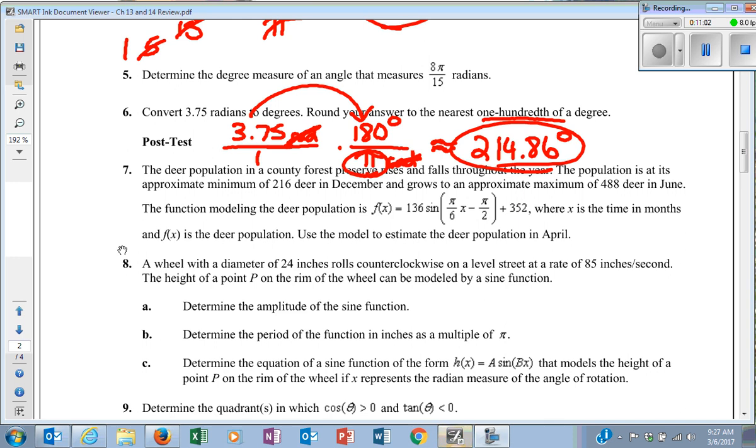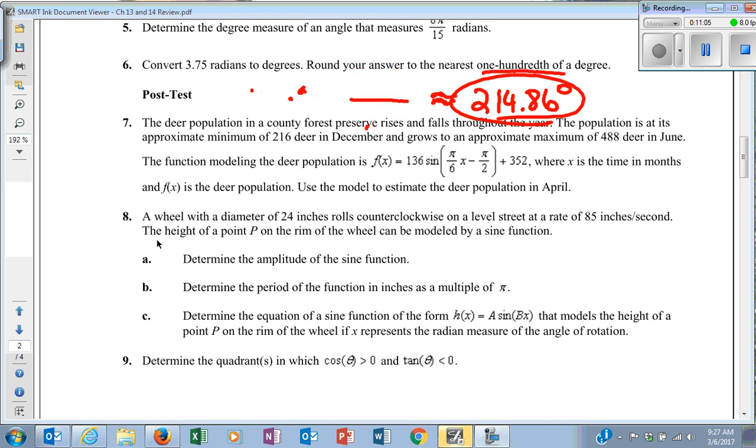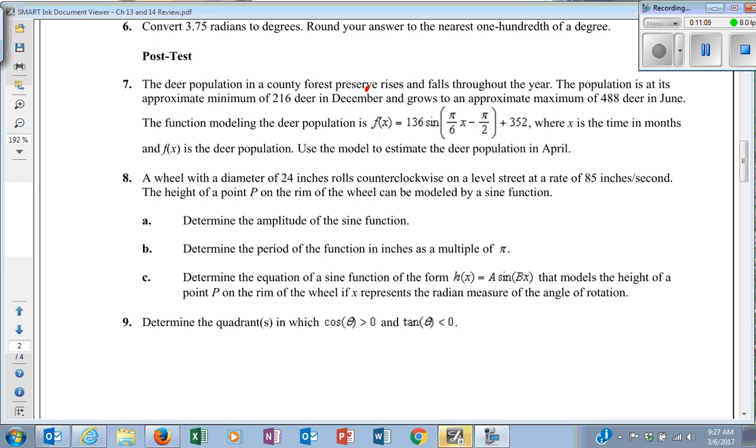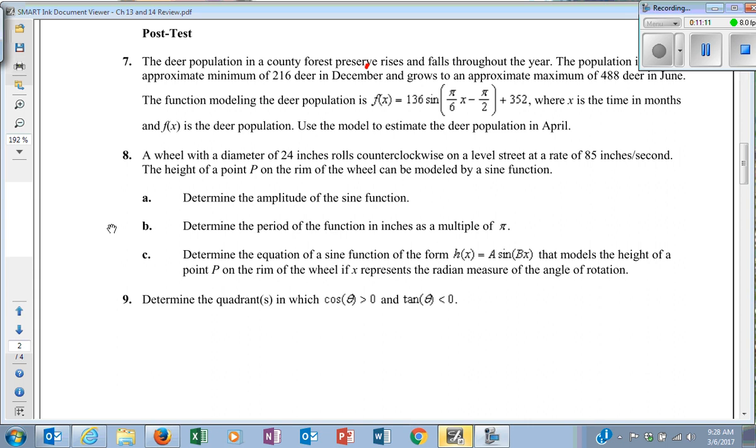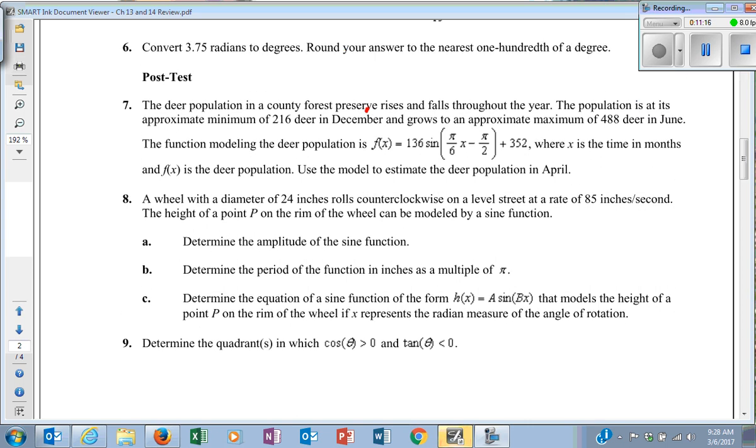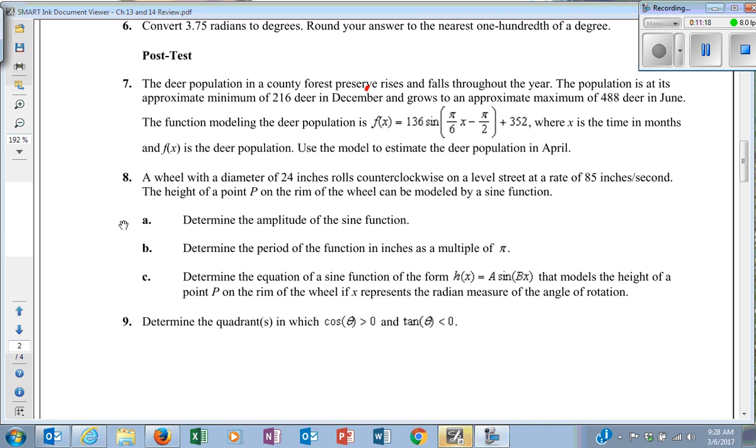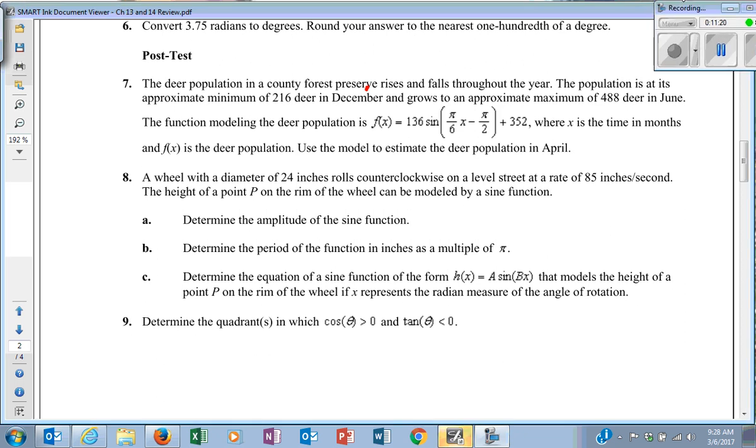All right, last couple questions. The deer population in a county forest preserve rises and falls throughout the year. The population is at an approximate minimum of 216 deer in December and grows to an approximate maximum of 488 deer in June. Here's the function where x is the months and f of x is the deer population. Use the model to estimate the deer population in April.